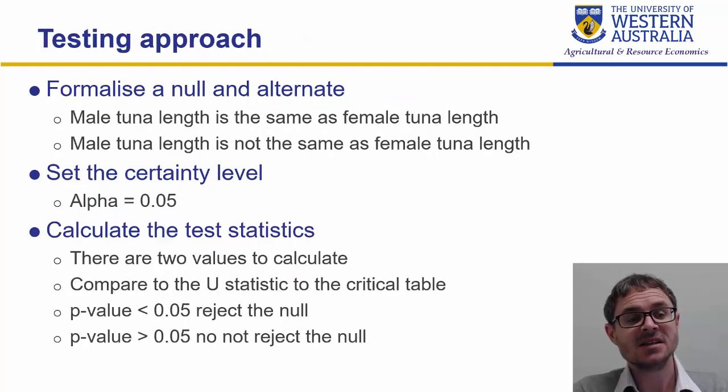In terms of our testing approach, what do we do? We formalize a null and an alternate. The null: male tuner length is the same as female tuner length. The alternate: they're not the same. We set alpha the same way that we have done for all of our other tests and calculate the test statistic. In practice, we're going to use R to look at p-values. With a p-value of less than 0.05, we reject the null that the two samples are the same. With a p-value greater than 0.05, there is insufficient evidence to reject the null.